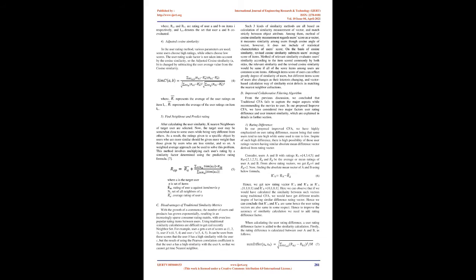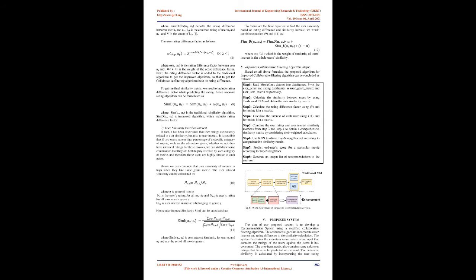C. Disadvantages of traditional similarity metrics. With the growth of e-commerce, the number of users and products has grown exponentially, resulting in an increasingly sparse consumer rating matrix, with even fewer commonly rated items between users. Using traditional similarity calculations, it is difficult to get the real nearest neighbor set. For example, user A gets a set of scores as 1, 2, 1, user B's 4, 5, 4, and user C's 5, 4, 5. It can be seen from these scores that user B has a high similarity with user C, but the result of using the Pearson correlation coefficient is that user A has a high similarity with user B, so that we cannot get the true nearest neighbor.